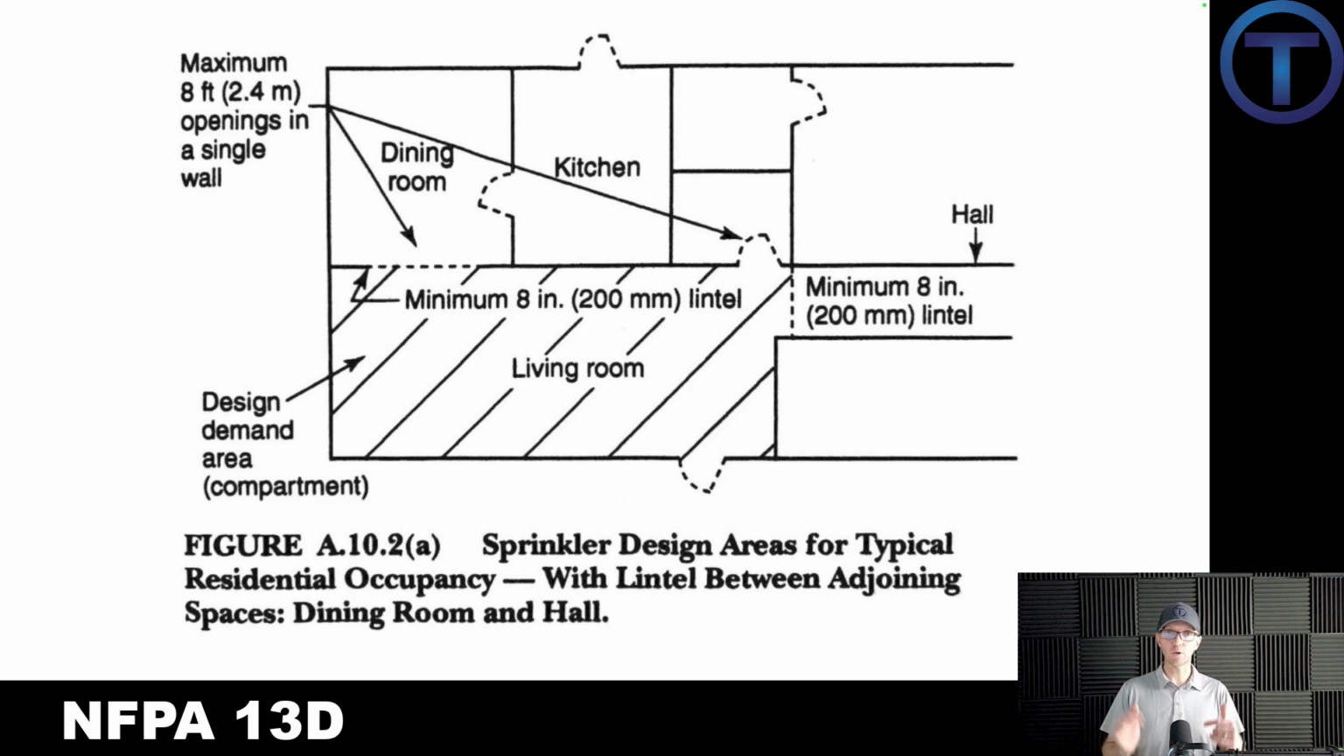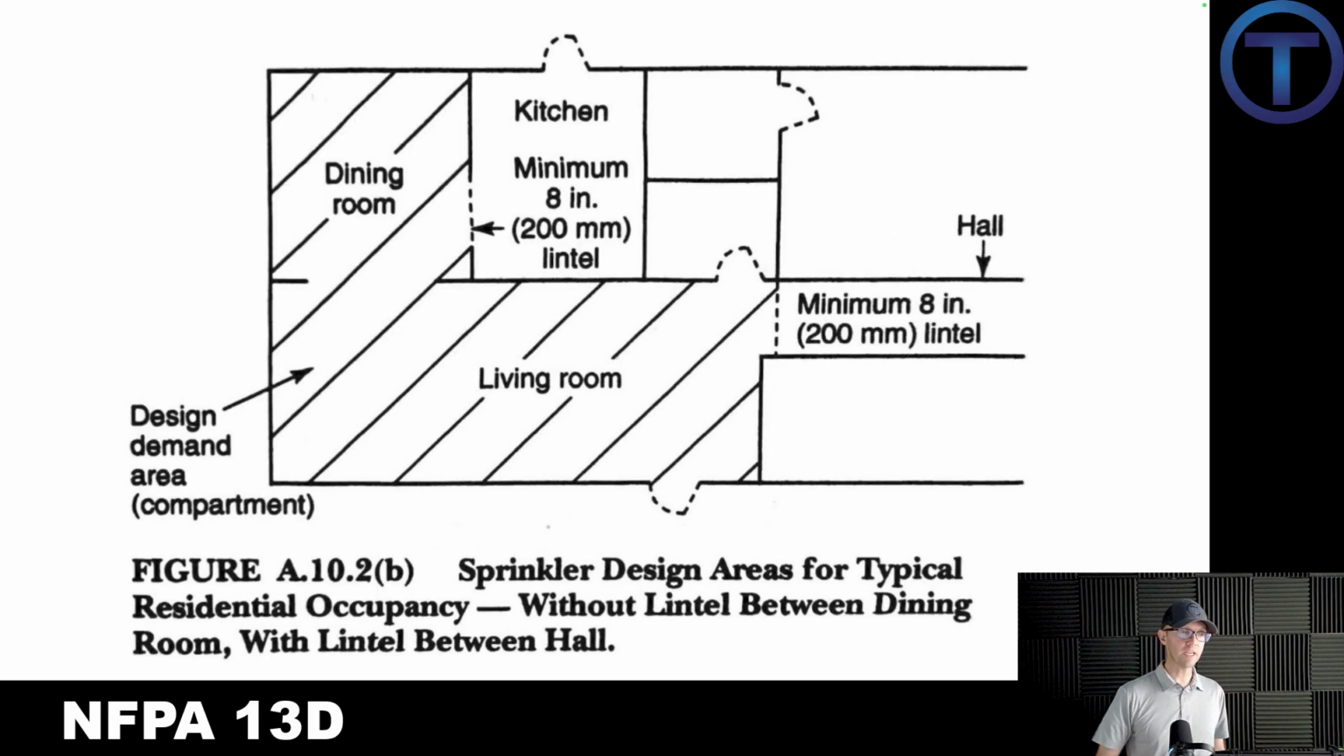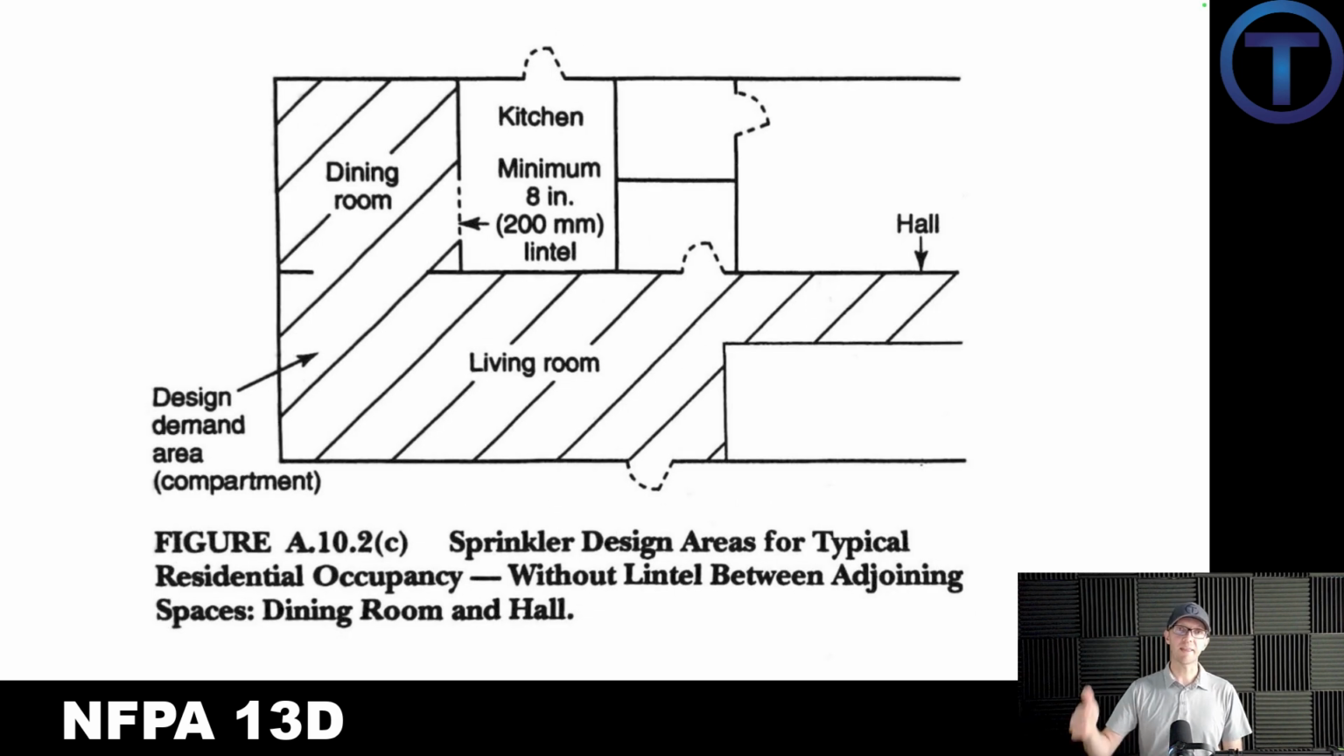It's an individual compartment. But what happens if we have a different arrangement? Say into the dining room, it opens all the way up to the ceiling. There's no lintel, there's no doorway, it's just open. Then the dining room and the living room become one compartment area, and we have to calculate or figure sprinkler placement to be able to catch both of those. Notice on the right side, we still have an 8-inch lintel, and that's going to separate out the hallway as a different compartment. But in the third diagram, that lintel's been removed. So now we have dining room, living room, and hallway, and these are all adjoining spaces.